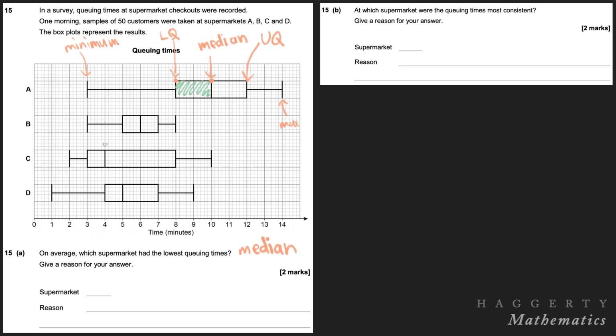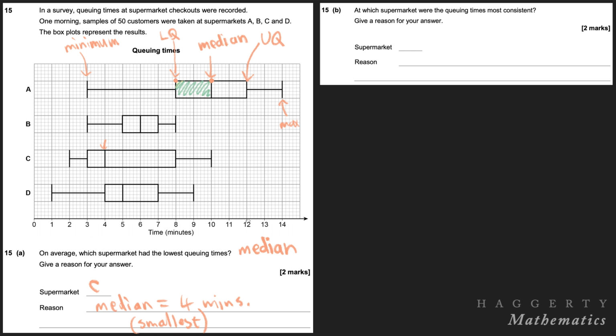Well, it's going to be supermarket C, 4 minutes long, right? So supermarket C, and just make sure you say median equals 4. And just make some reference to the fact that it's also the smallest as well. So 4 minutes, and this is the smallest median. So that's going to be generally the lowest queuing times.